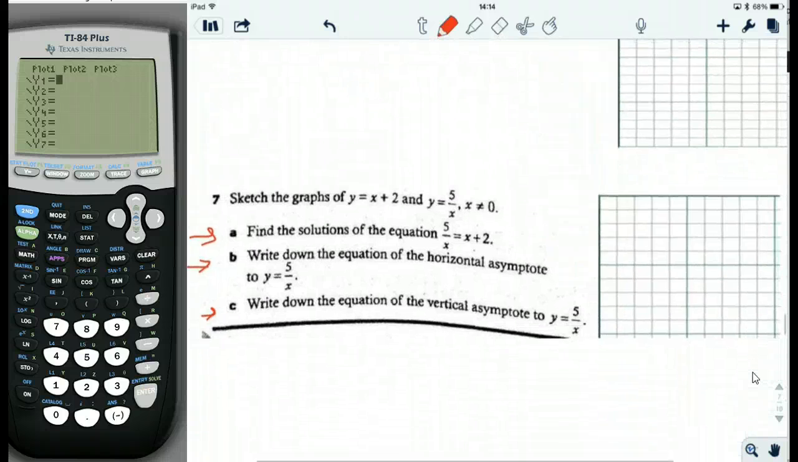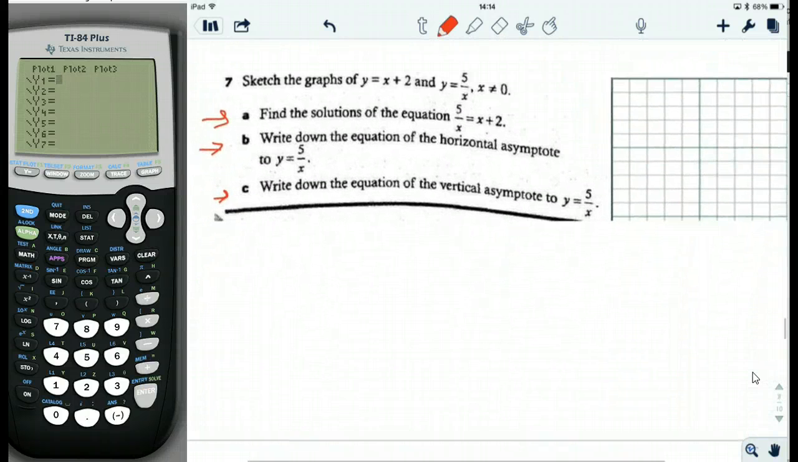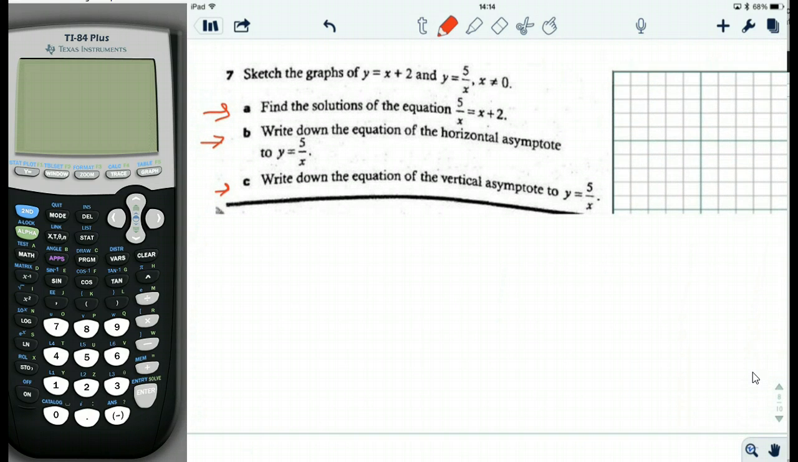5 and 6 are very common. They're just like all the other problems you've done. And then in 7, they do the same thing. They say find the solutions of the equation 5 divided by x equals x plus 2. And what they did was they just took each of these two equations and then they assumed that the x's and y's were equivalent. That happens when these two curves intersect each other. So these y's are the same, so they're going to set them equal to each other, okay?